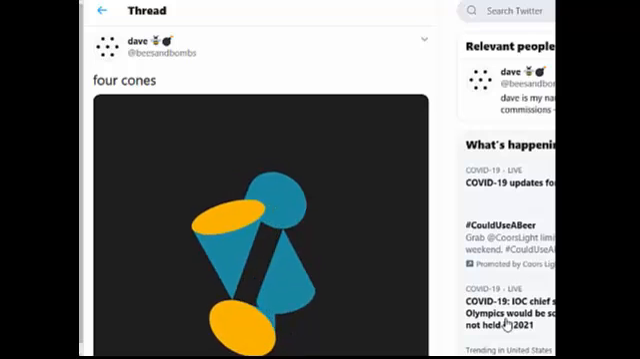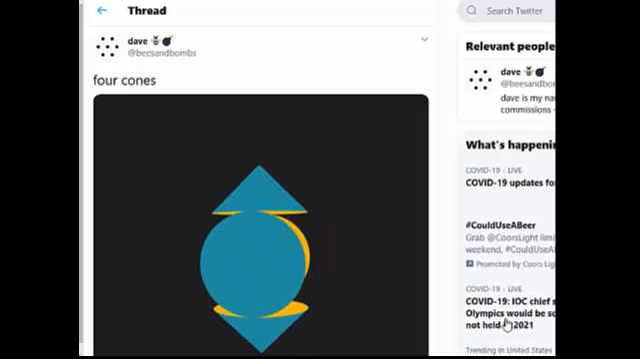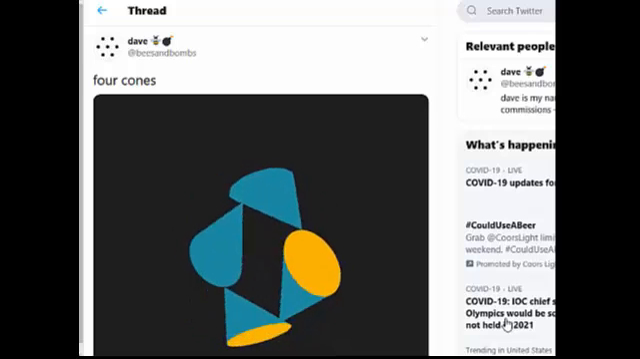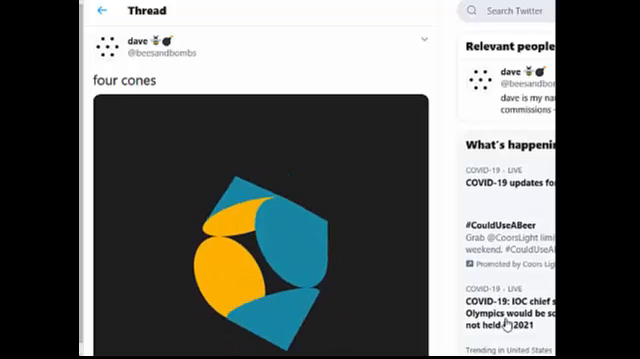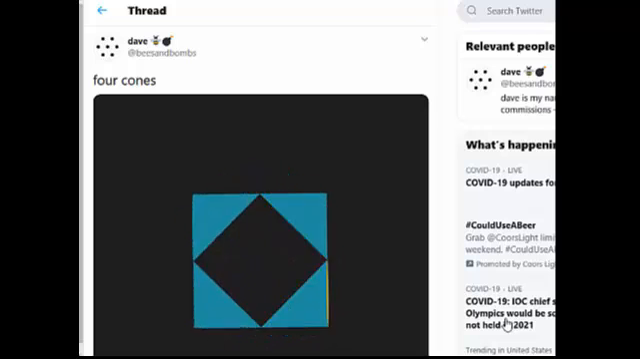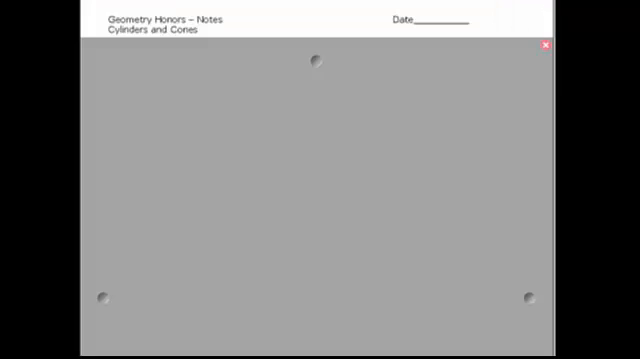Welcome to Geometry. Today's lesson is going to take a look at cylinders and cones. And here we have a very interesting rotating quadracone picture. Let's go to your notes and start looking at cylinders.